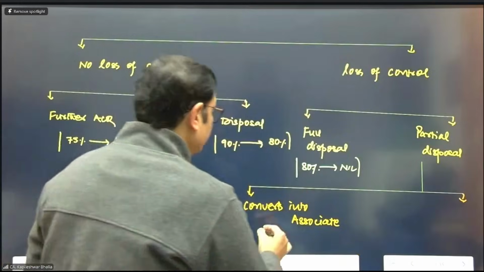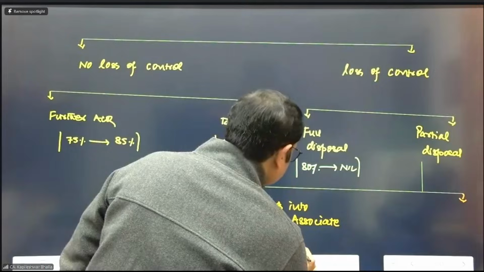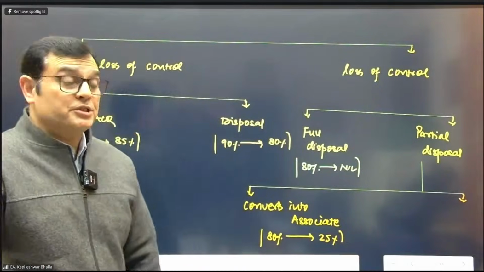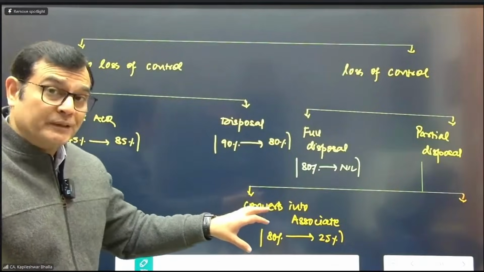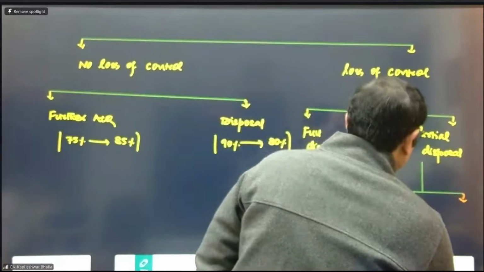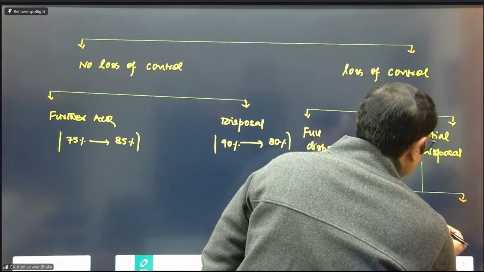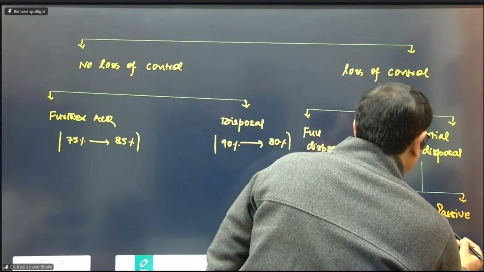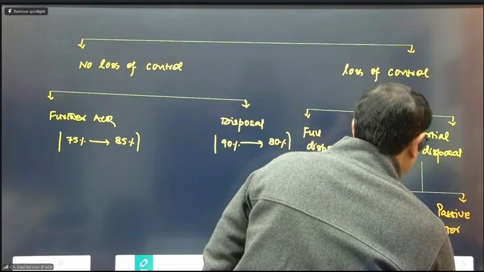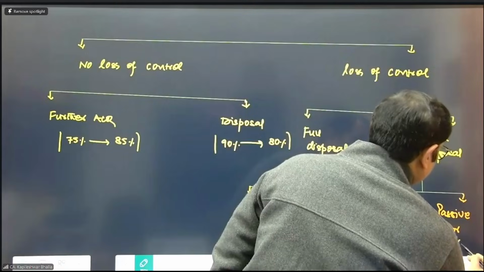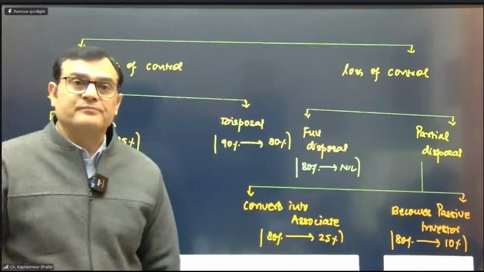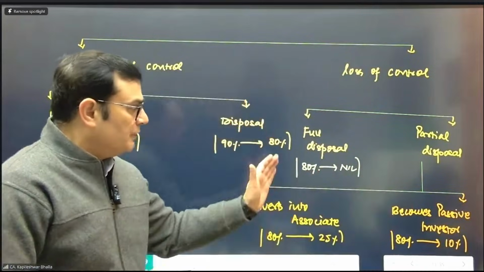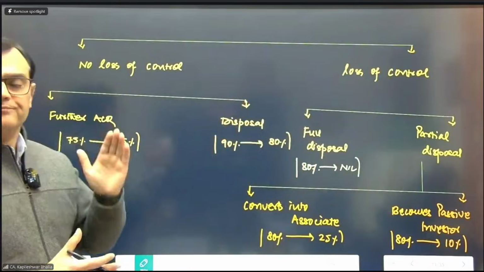You convert into an associate. So say, for example, you had an 80% stake. You sold in such a way that you've got now a 25% stake. Conversion from a subsidiary into an associate. Or we can say you become a passive investor. Now, when I say you become a passive investor, it could be something like from 80%, you sold the stake and you're left with only 7%. So you can see the permutations and combinations, 1, 2, 3, 4, 5.